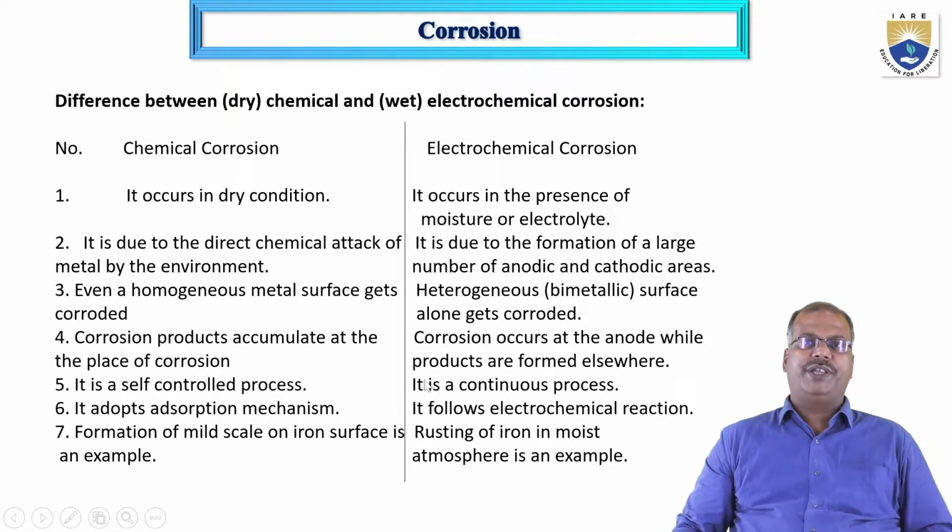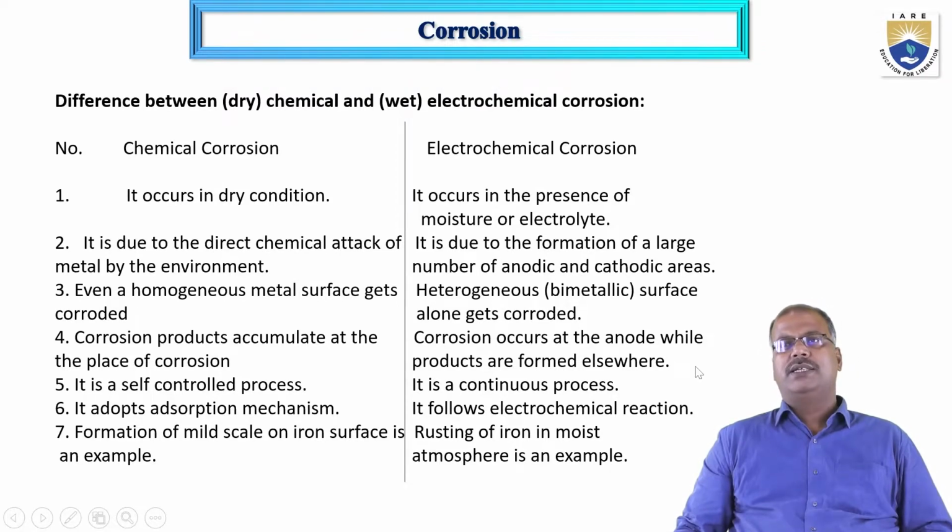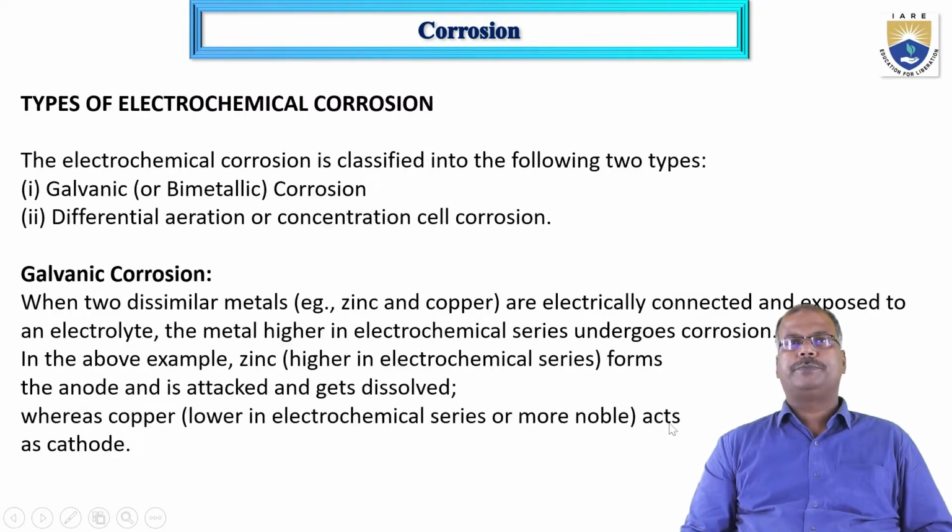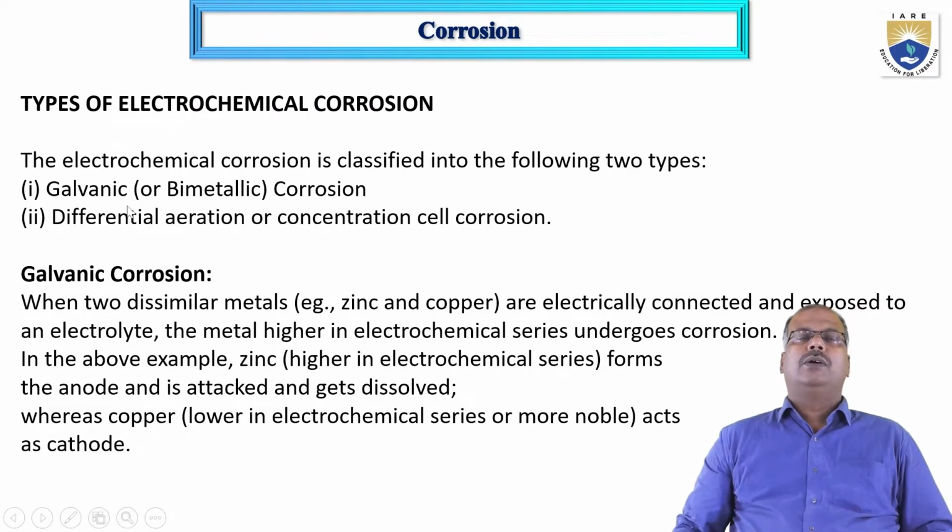We have told that Fe converts to Fe2+, which further converts to Fe3+. The formula for rust is Fe2O3·xH2O, iron rust. There are two different types of electrochemical corrosion. One is called galvanic or bimetallic corrosion, and the other is called differential aeration or concentration cell corrosion.